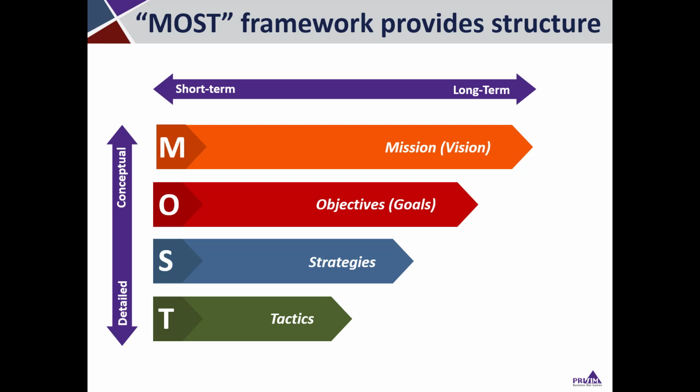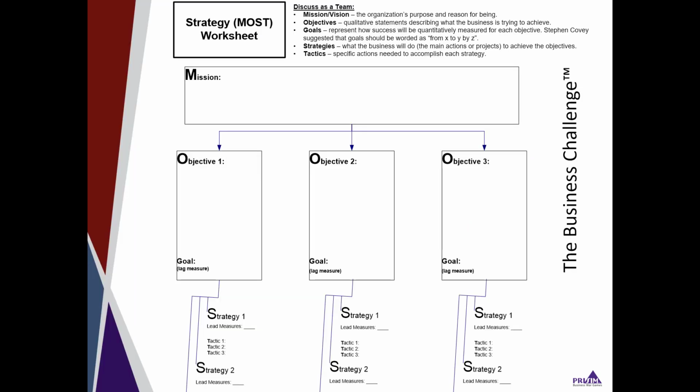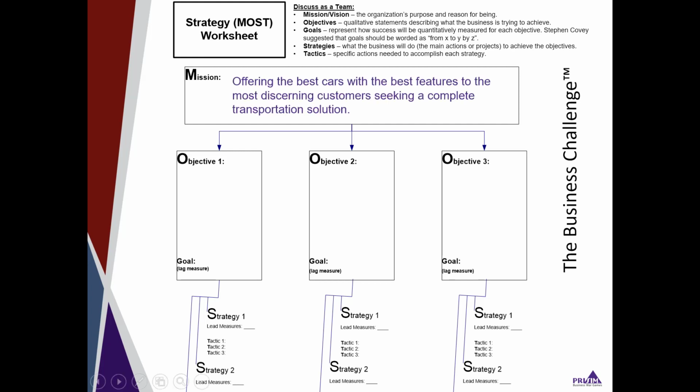So here's a MOST for a hypothetical company. Let's say that you're running a car company. We put this into a tree diagram by using the MOST approach. At the highest level in this example, we'd say, hey, our mission is to offer the best cars with the best features to a very specific set of customers, discerning customers who are seeking a very complete transportation solution. So that's a pretty broad mission, but it's one that at least starts to communicate what the direction of the company is. But we need more detail to really make this come to life.